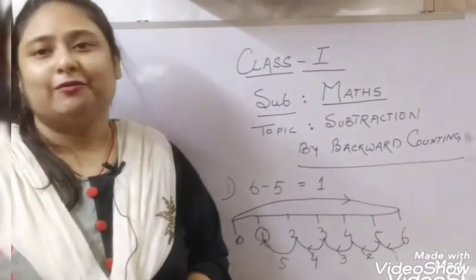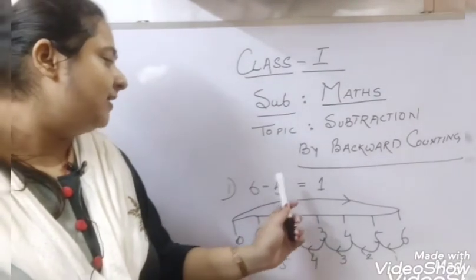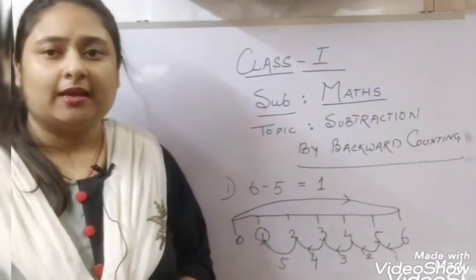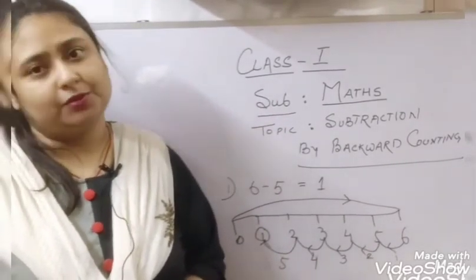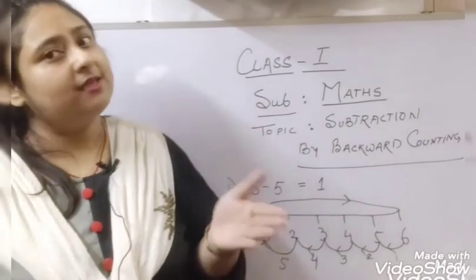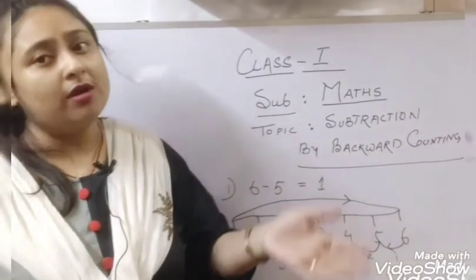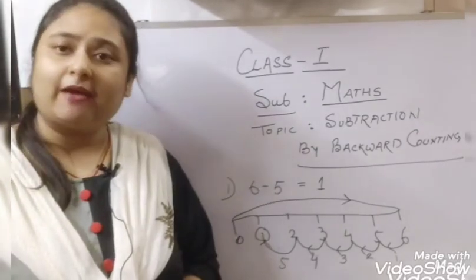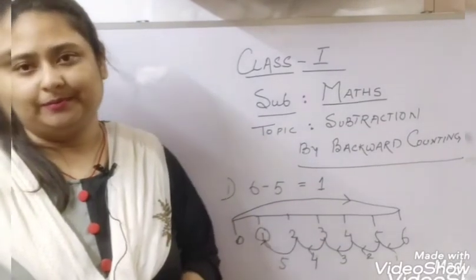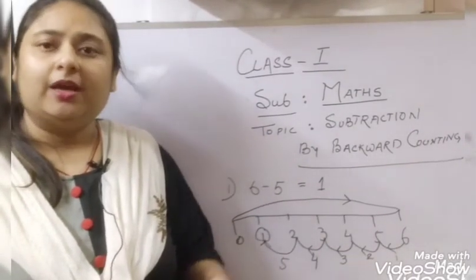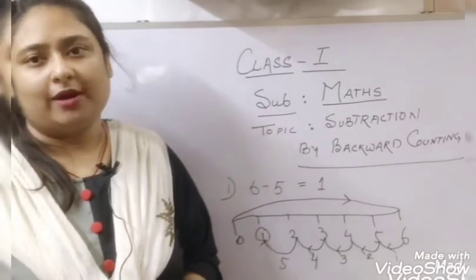Children, we have a sum which is 6 minus 5. In the normal method, we already know how to subtract 6 minus 5. We have a greater number 6 and a smaller number 5. So we have to subtract the smaller number from the larger number. So children, this method is already done in the number line. Let's recall it once more.